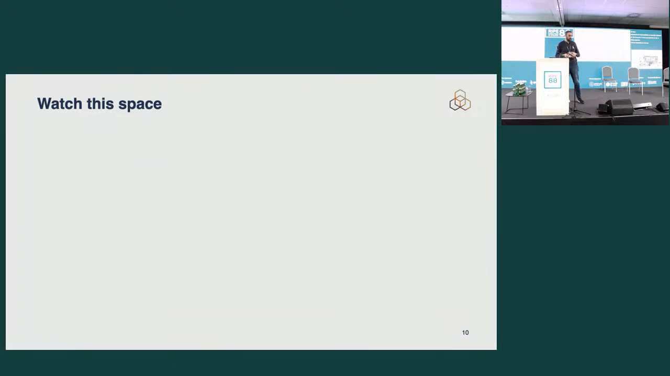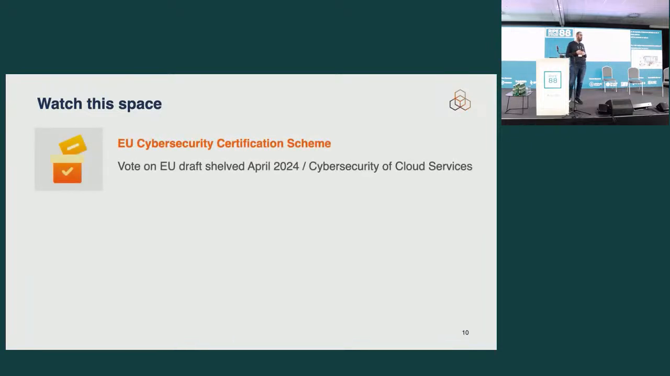So I also believe there are 3 other pieces of legislation that we should keep an eye on. The first one is the EU Cybersecurity Certification Scheme. So you might be aware that within the EU space, there's a program that tries to certify different things, right? So a cybersecurity labeling scheme. There was a vote that was supposed to take place in April 2024, but it was shelved a little bit till May 2024. And it relates to the cybersecurity of cloud services.